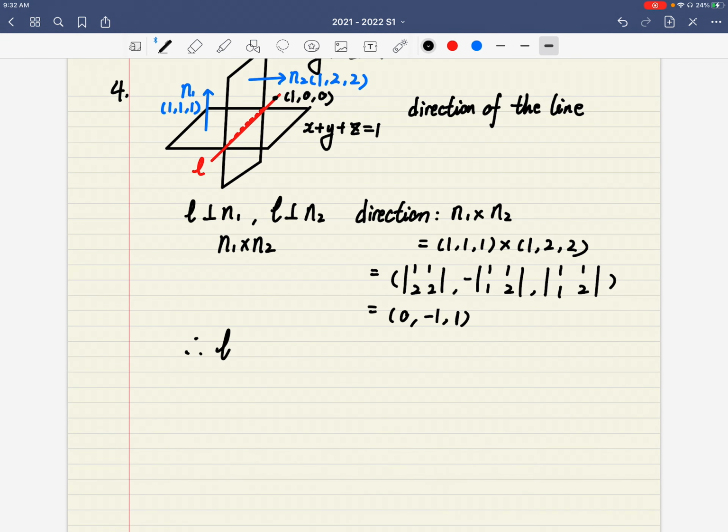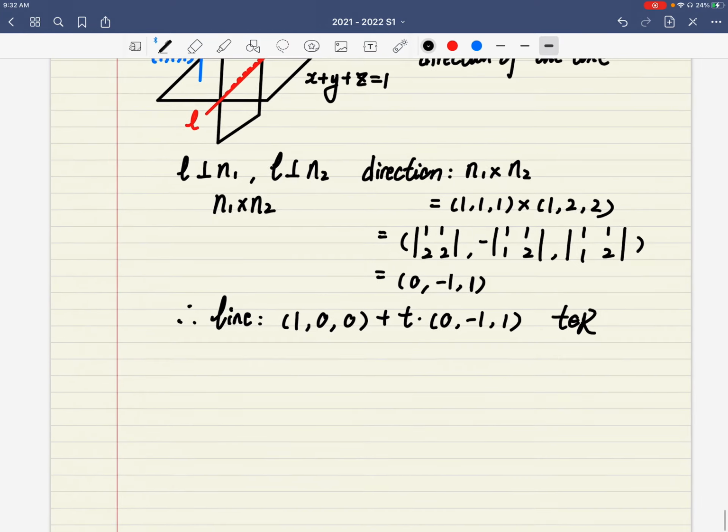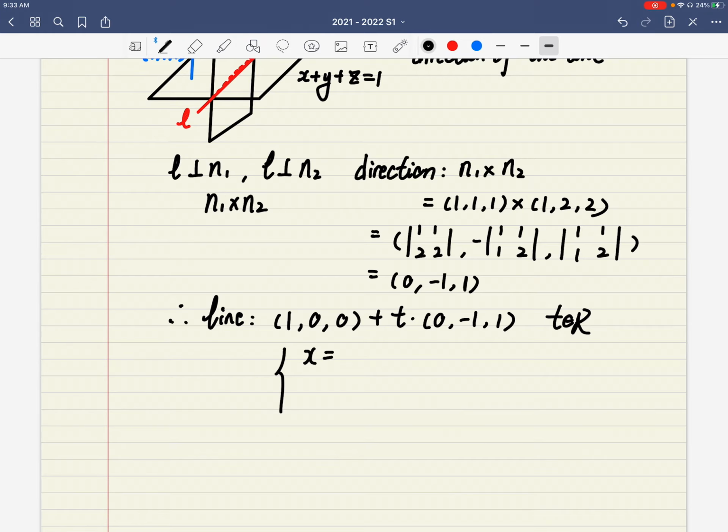That's the line, right? The equation describing this line is a point on the line plus t times the direction of the line, and t is a real number. And for the parametric equation, you just need to do one extra step. x is 1, y is negative t, z is positive t, and t is any real number.